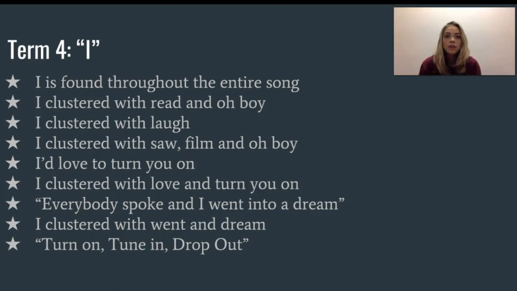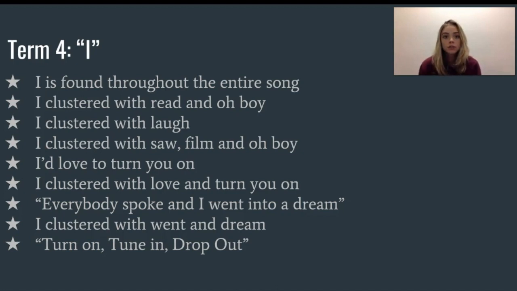Then we have I clustered with saw, film, and oh boy. He explains that people turned away, but then I is used again, followed by the verb look. This is indicating that he is so appalled by the war that even though everyone else is ignoring it, he can't turn a blind eye. The verse ends with, I'd love to turn you on. I is clustered with love and turn you on.